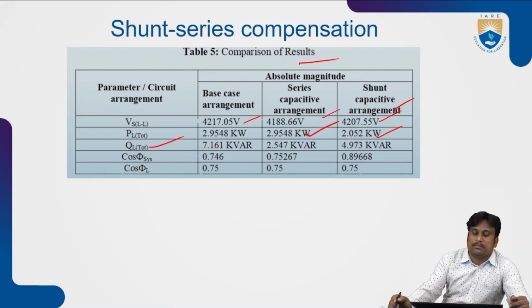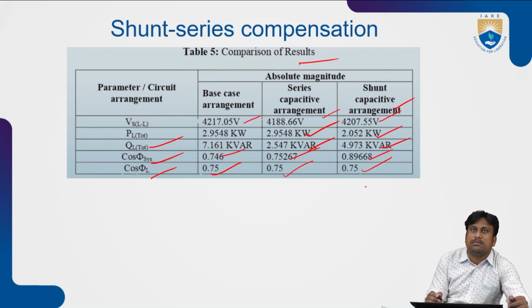The total reactive power loss becomes 7.161 kVAr, 2.547 kVAr, and 4.97 kVAr. The cos phi is 0.746, 0.7526, and 0.8966. The load cos phi is 0.75 in each case. So all these combinations exist for comparison of the results in the whole system, for various voltages and powers like real and reactive power, in terms of angles, systems and load considerations.